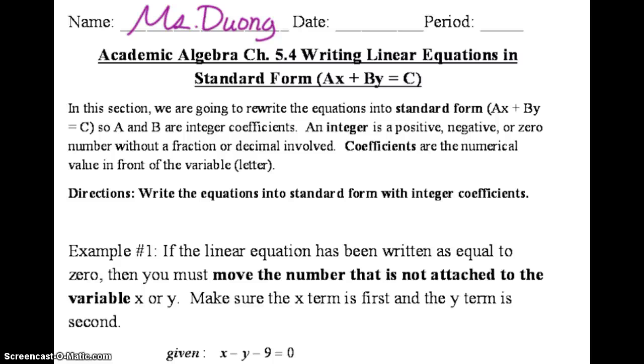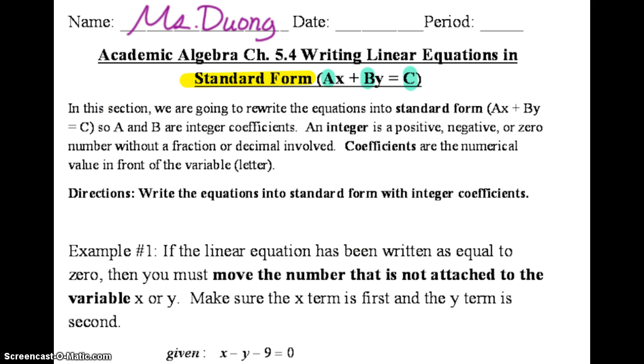Just when you thought laryngitis would keep me down, here I go with an introduction to chapter 5.4, writing linear equations in standard form. Standard form usually appears as the equation ax plus by equals c. And a, b, and c are numbers.